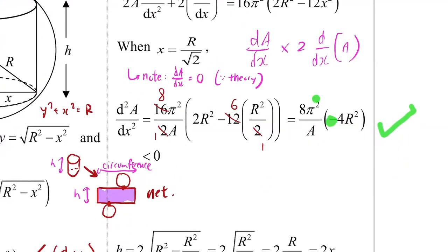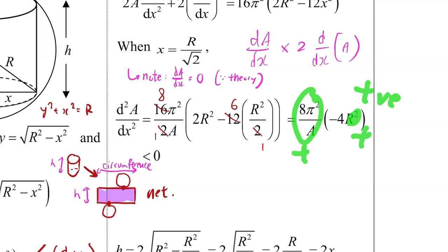What's so special about 8 pi squared over 8? It's positive. Pi is positive, pi squared will be positive. 8 times pi, 8 is positive. You multiply them, you get positive. Area A is also positive. So positive divided by positive gives you positive. R squared, also positive, right? R is a radius, so it's a positive length. Square, it's still positive. So positive times positive gives you positive. 4 is also positive. So everything is positive.